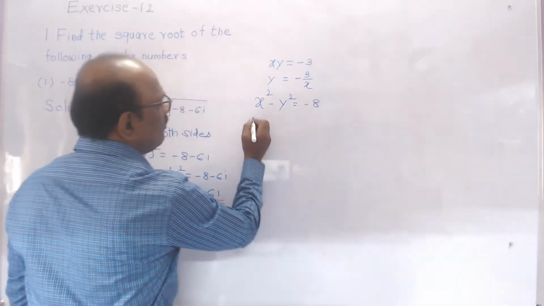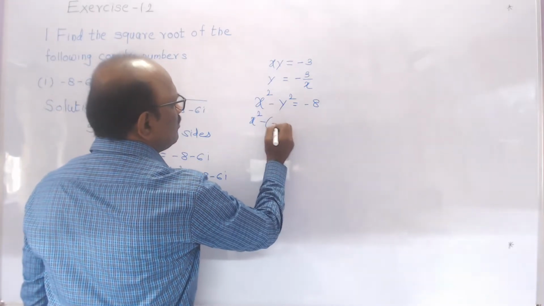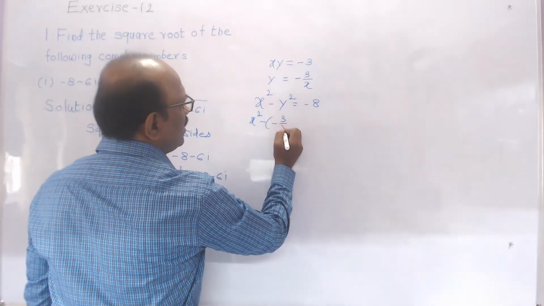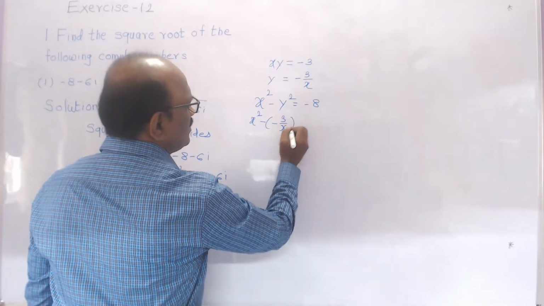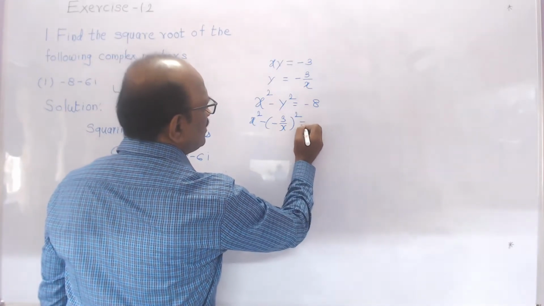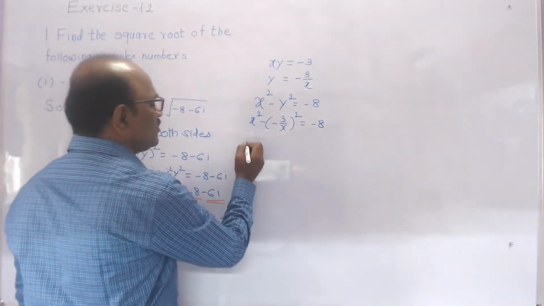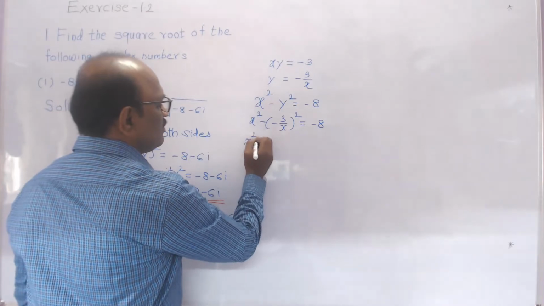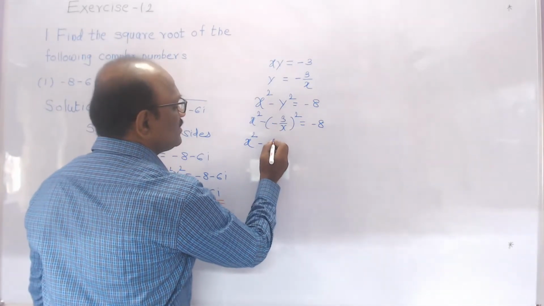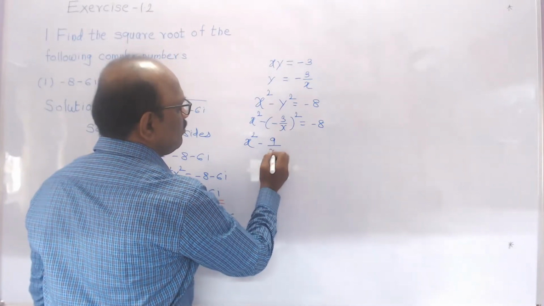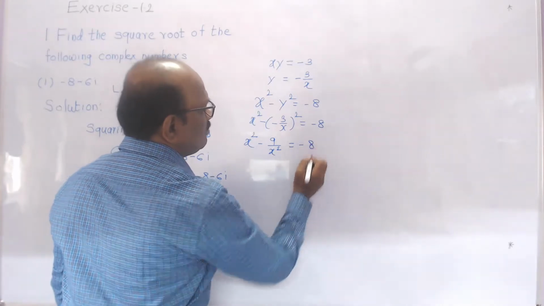Substitute the value of y, therefore you will get x square minus 3 upon x, in a bracket square, and that is equals to minus 8. And we'll solve this. X square minus the square of this, minus 3 upon x, is 9 upon x square, and that is equals to minus 8.